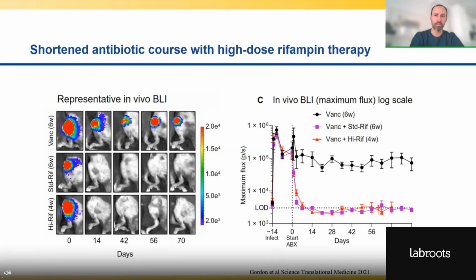higher dose of rifampin. To do this, we used a mouse model of orthopedic implant-associated infection, where we gave one group vancomycin for 6 weeks, another group standard rifampin with vancomycin for 6 weeks, and another group high-dose rifampin with vancomycin for 4 weeks. What we found is that both vancomycin and rifampin combination therapies have significant reductions in bacterial burden compared to vancomycin alone. This suggested that increasing the dose of rifampin allowed us to shorten the course of antibiotics in a standard care model.